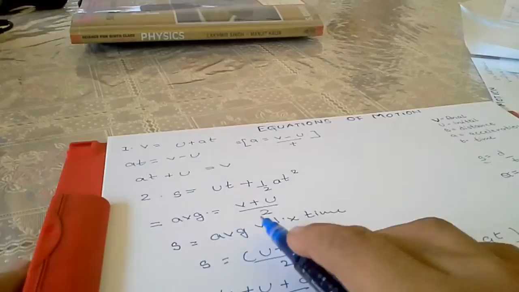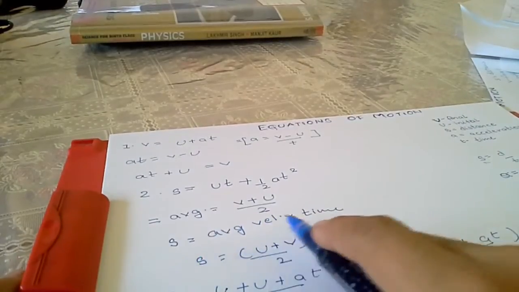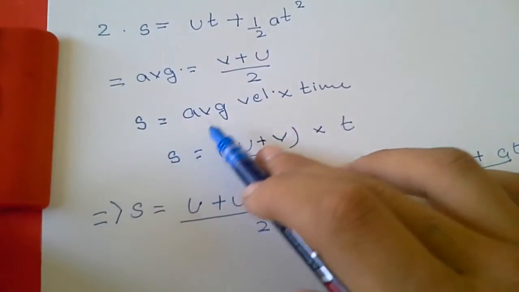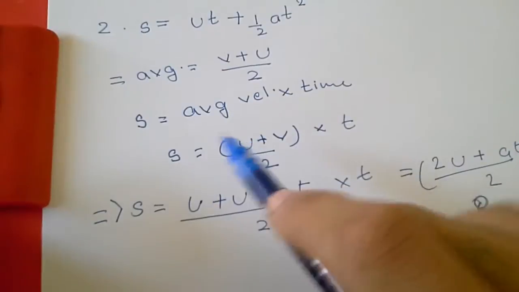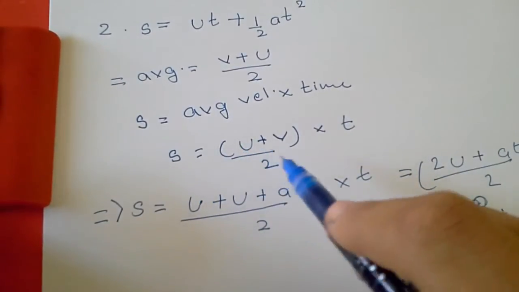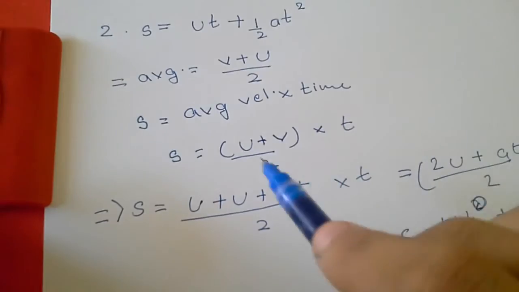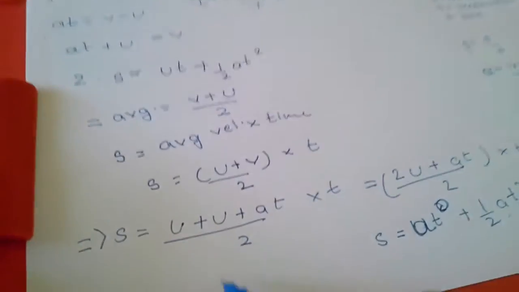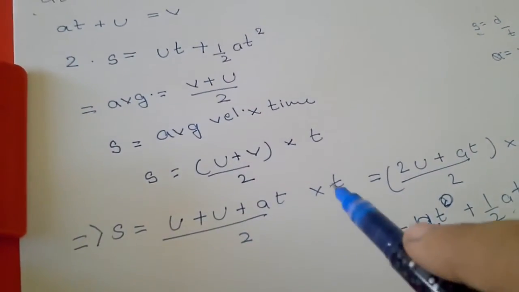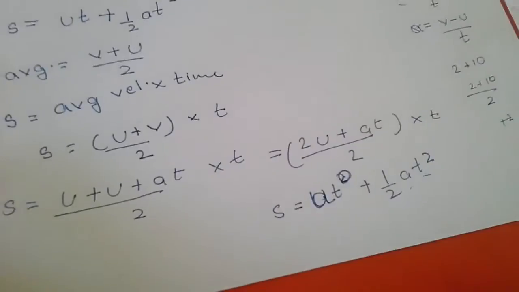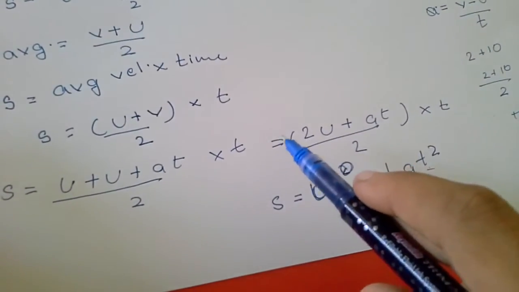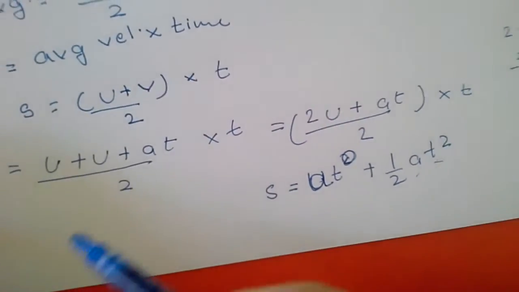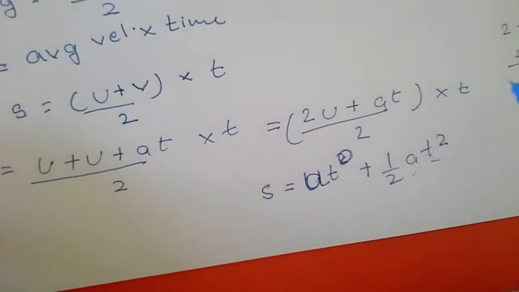We know that average velocity is (v plus u) by 2, and distance is average velocity into time. We need to know that. Now distance is equal to average velocity into time, that is, distance is equal to (u plus v) by 2 into t. We also know from this equation that v is equal to u plus at. So we can fill in the value: (u plus u plus at) by 2 into t. That will equate to (2u plus at) by 2 into t, because u plus u is 2u, simple addition.